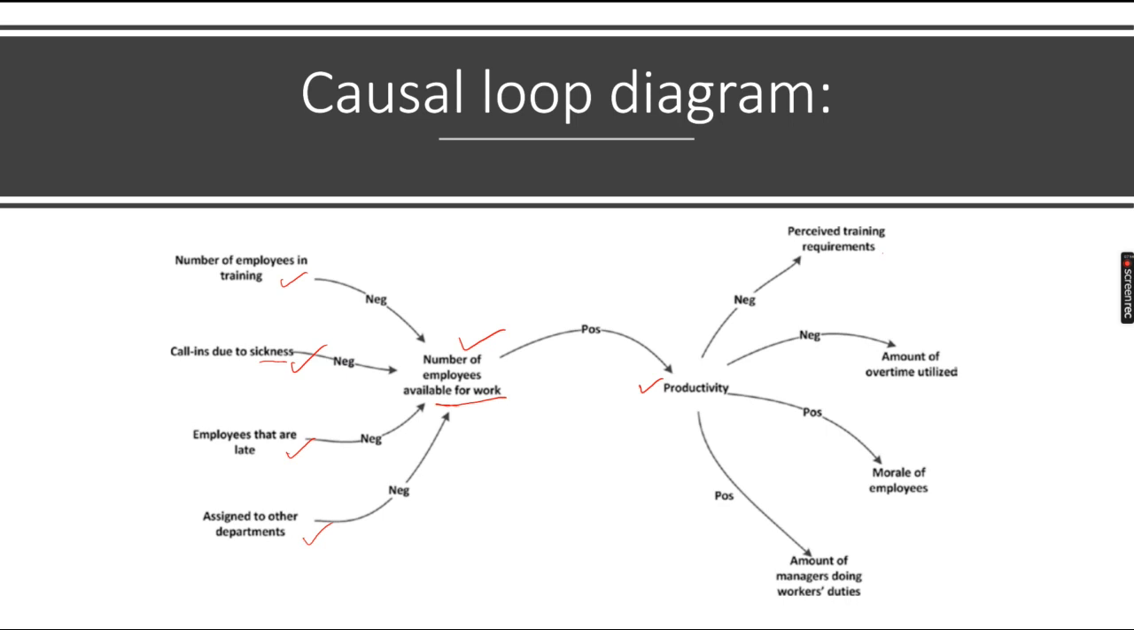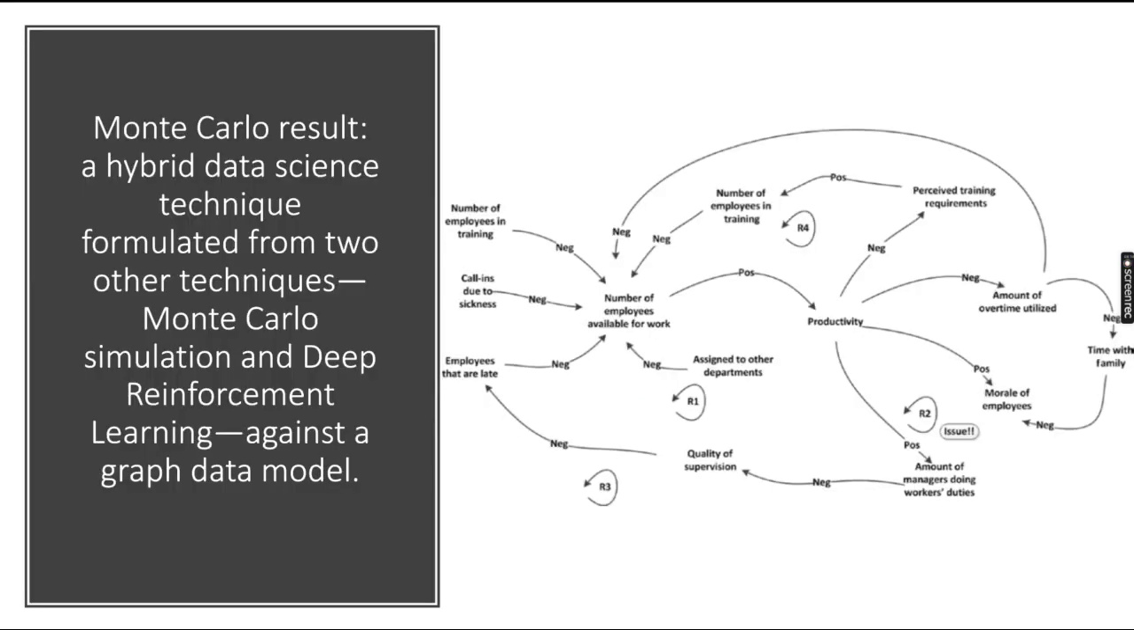Now perceived training requirement is there. We have the amount of overtime utilized. We have to check the morale of the employees and the amount of managers doing the workers' duty. So all these are the reasons for low productivity.